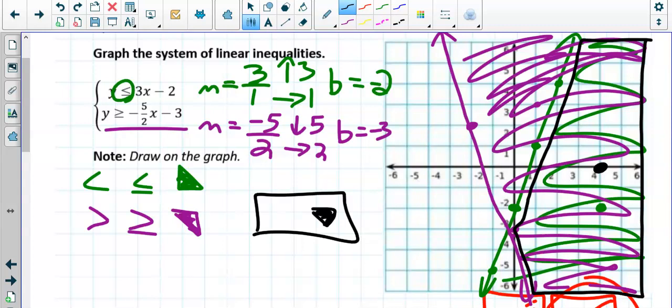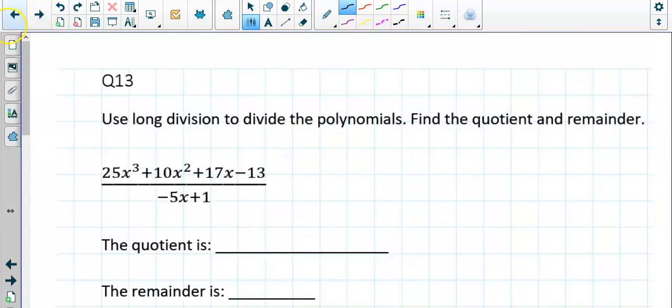There we go. Now we're done with systems. Whew. Now let's move on to some long division. Let's move on to some factoring. Okay? All right, long division. I think you only have one of these guys. Yeah, everything else from here on out is factoring.